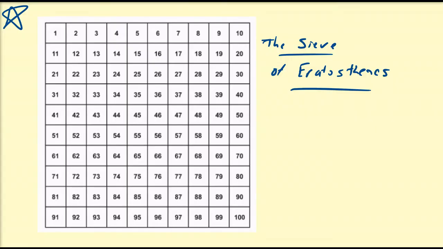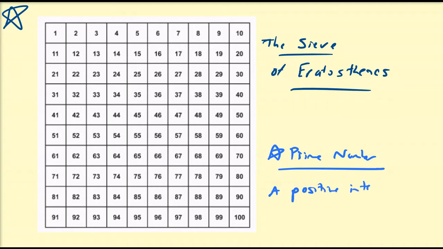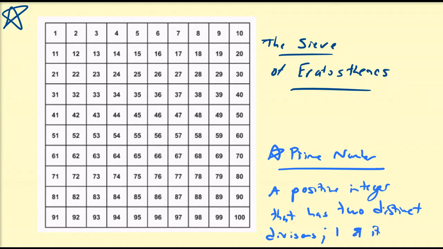Alright, so as I said, the Sieve of Eratosthenes is a method that is used to find all of the prime numbers in a certain interval. So definitely the first thing that we need to do is define what a prime number is. A prime number is a positive integer, so an integer greater than 0, that has two distinct divisors, 1 and itself.